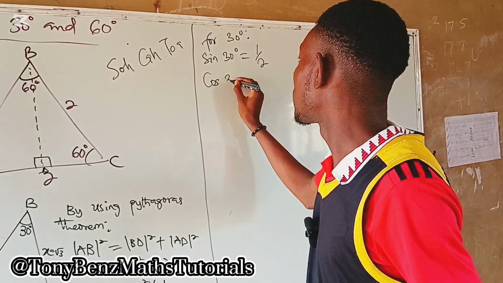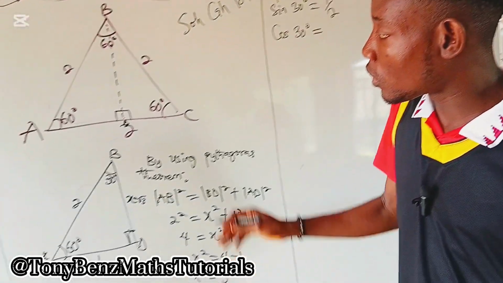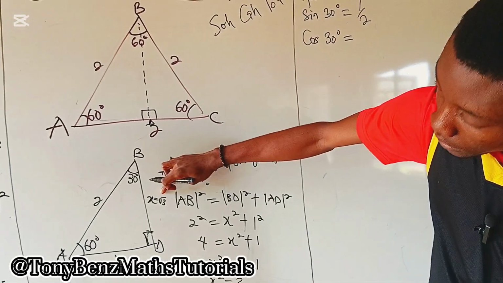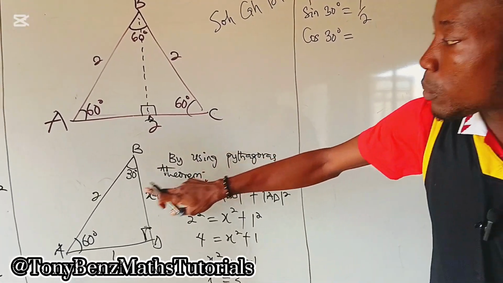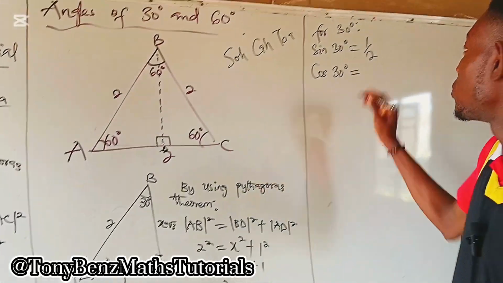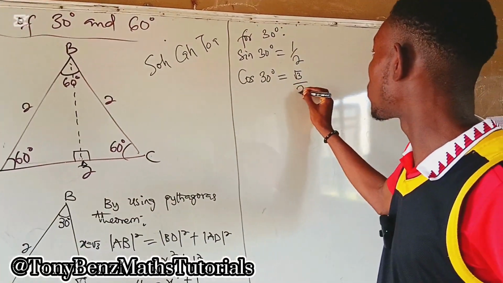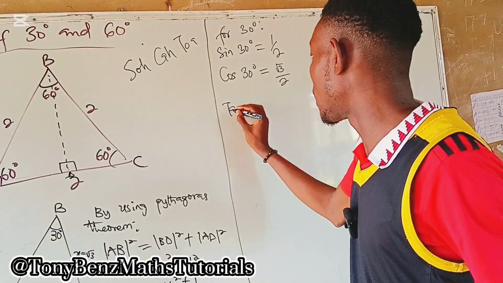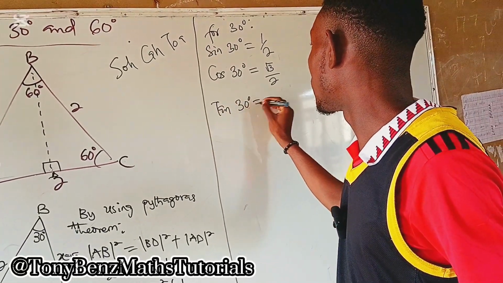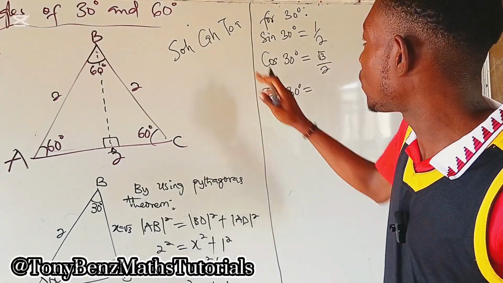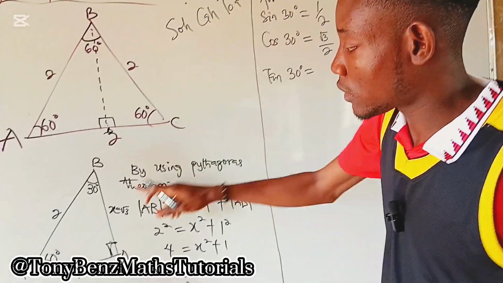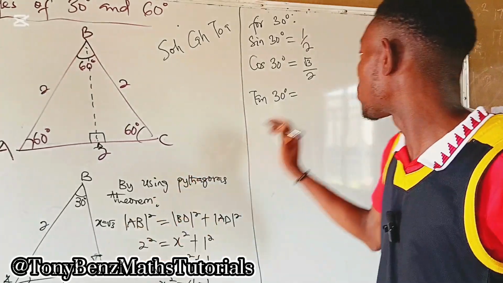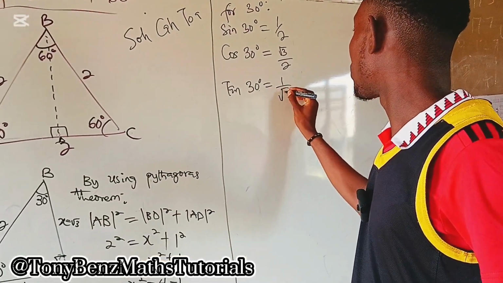So cos 30 degrees. Cos is adjacent over hypotenuse. For this 30 degrees, this is its adjacent, root 3, over the hypotenuse, which is 2. This is root 3 over 2, cos of 30 as a special angle. Now tan 30 degrees. We have opposite over adjacent. This is the opposite, while this is the adjacent, which is 1 over root 3.